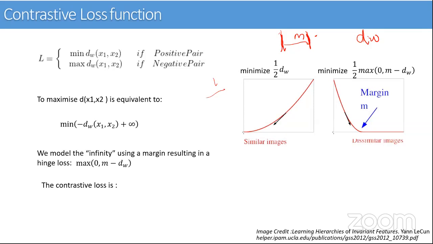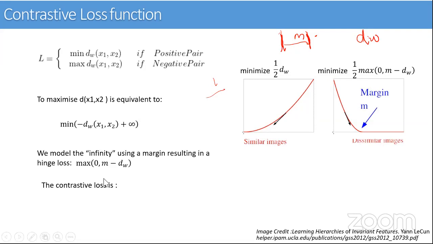To define how far is far enough, we define something called a margin, where we say that we'll be happy to set the loss to 0 if these points are placed beyond that margin. That's why this loss function is modified to something you are already familiar with from your support vector machine lectures. If the distance for dissimilar pairs is greater than the margin, let's set the loss to 0. We are happy with that.